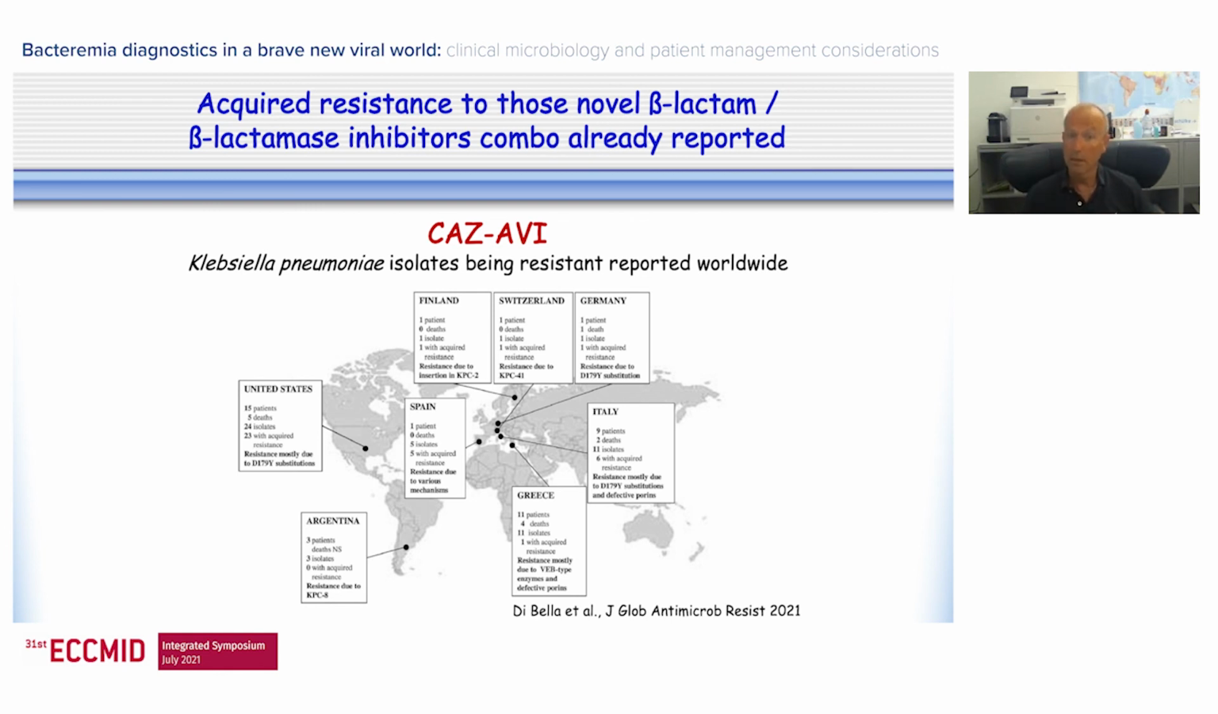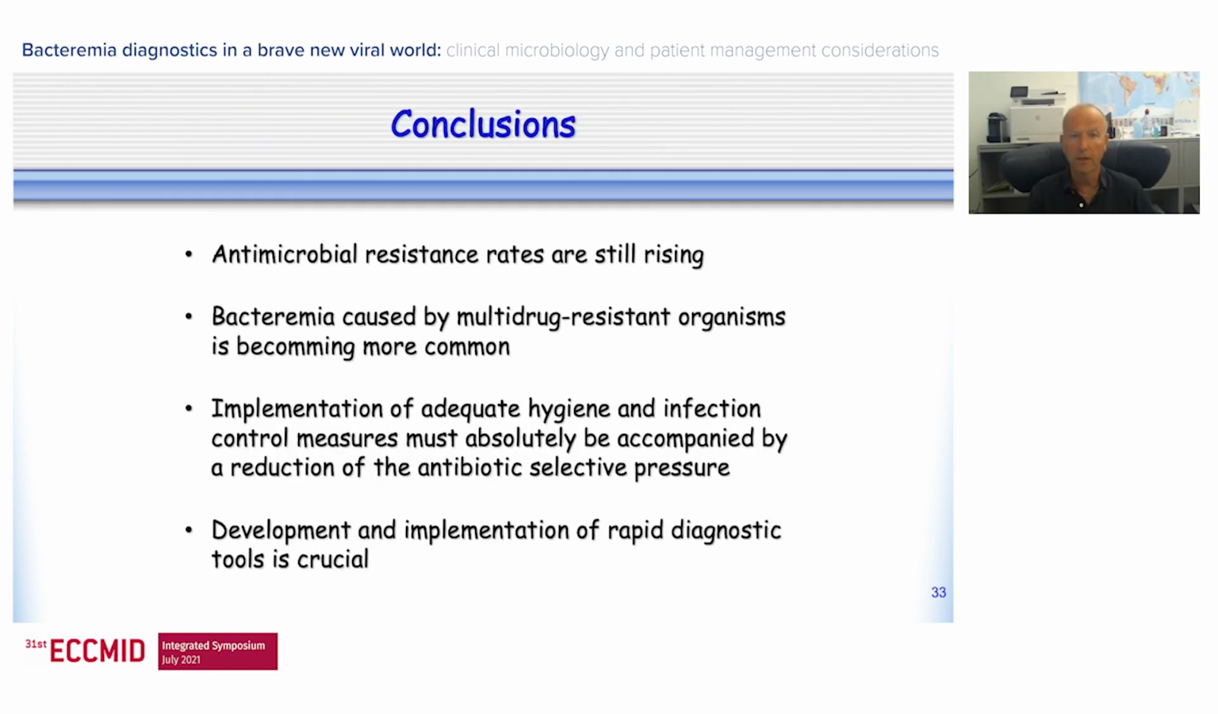So that means KPC may evolve toward resistance to cephalosporins. Fortunately, in most cases, when there is this kind of mutation leading to resistance to cephalosporins, there is paradoxically a recovered susceptibility to carbapenems. So that means this enzyme is no longer a carbapenemase most of the time. So in terms of conclusions, we are convinced, all of us, that unfortunately, when you look at the world trends, you see that antimicrobial resistance rates are still on the rise, and the bacteremia caused by multi-drug resistance microorganisms is becoming more and more common.